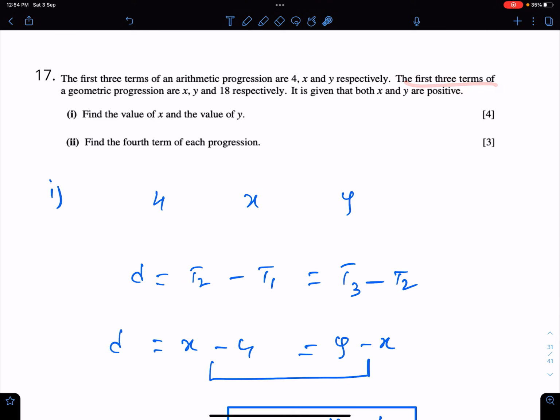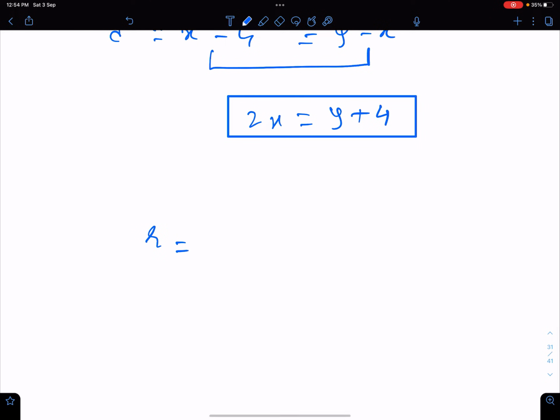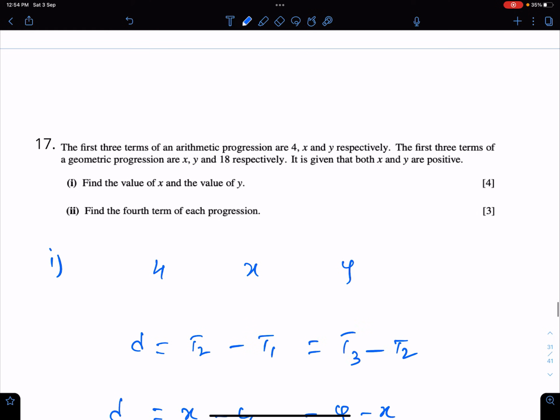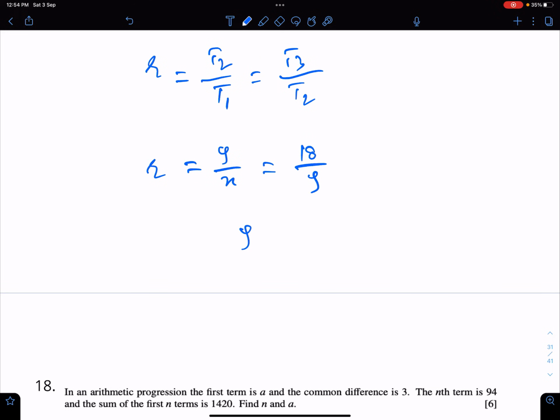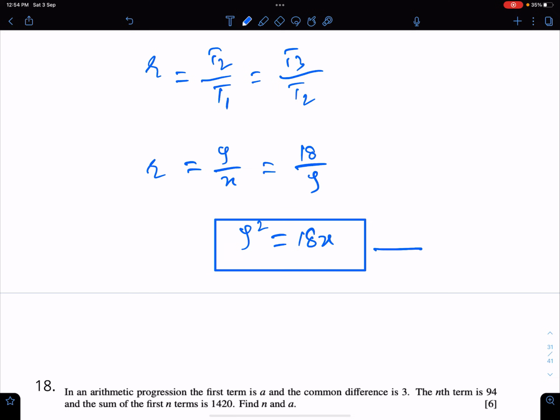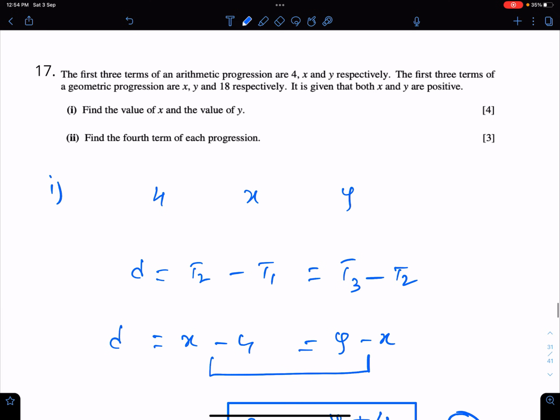The first three terms of a GP are x, y and 18. So we have this formula of GP to make the calculation simple. So x, y, 18. So y upon x, 18 upon y. By solving these two, we have y square is 18x. So this is equation number 2, and this is equation number 1. By solving these two equations, we can get the positive values of x and y.